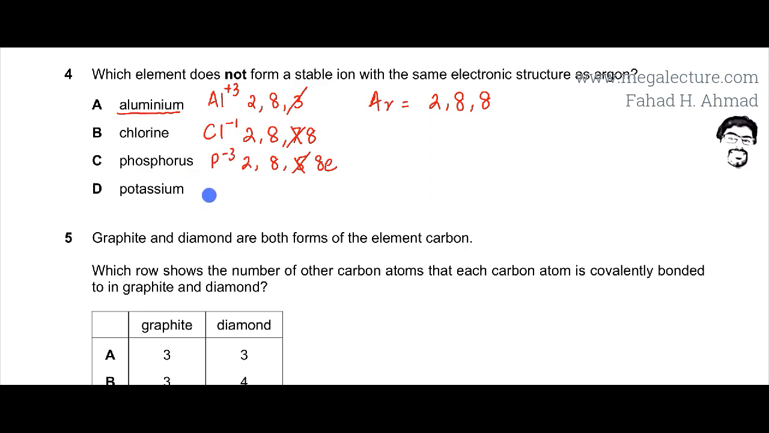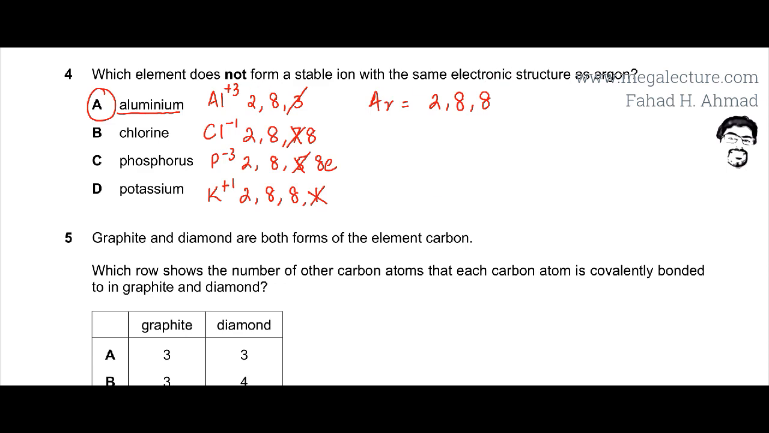And the same would be true for potassium. Potassium has 19 electrons, so its electronic structure is 2, 8, 8, and then 1. But potassium is in group 1, it forms a +1 ion, it loses its 1 electron, so it's also left with 2, 8, and 8 electrons in its third shell, which is the same as argon. So option A is going to be the correct answer because its stable ion is not going to be exactly like argon.